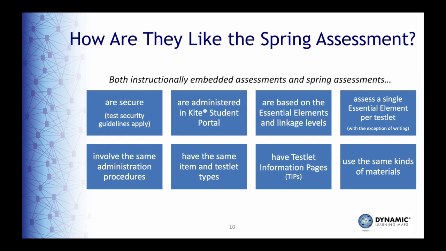They are written to the DLM Alternate Achievement Standards called Essential Elements and the Essential Elements Linkage Levels. Testlets are written based on the linkage levels. Linkage levels provide a gradation of complexity and/or difficulty so that the wide range of students who participate in the alternate assessment can access the academics of the essential elements and show what they have learned and can do. Essential elements for ELA and mathematics each have 5 linkage levels, and essential elements for science have 3 linkage levels. Each testlet assesses a single essential element and linkage level, with the exception of writing testlets.